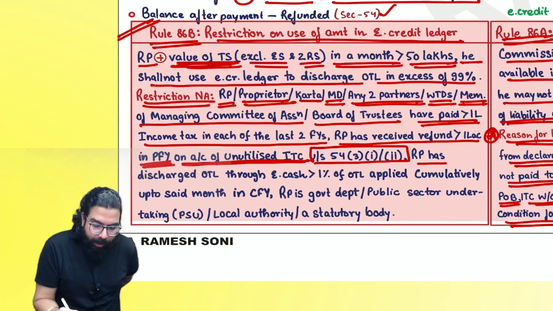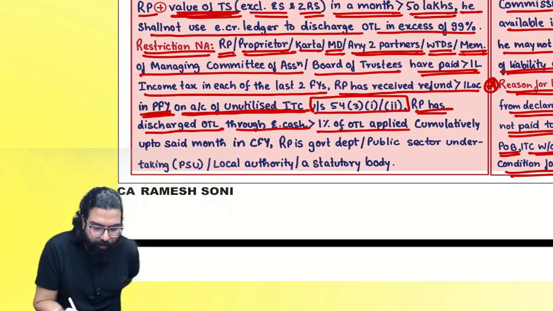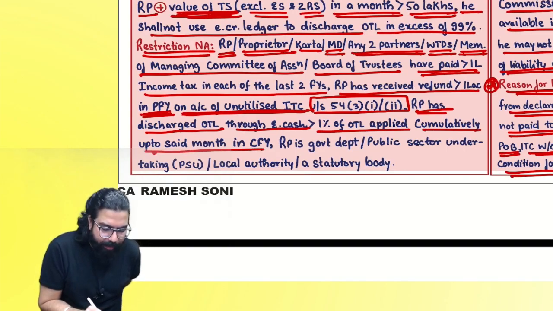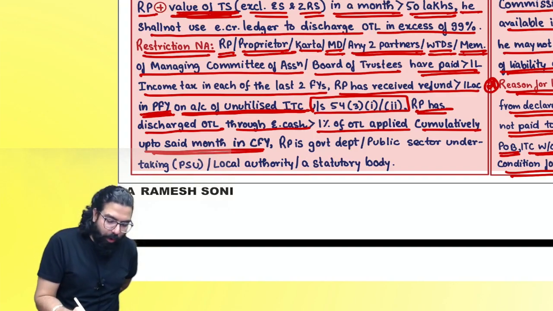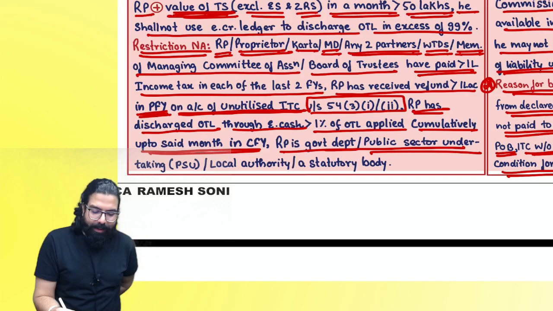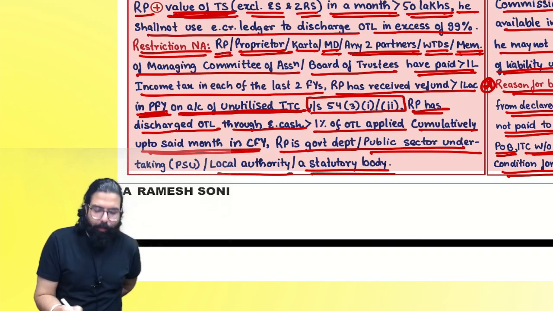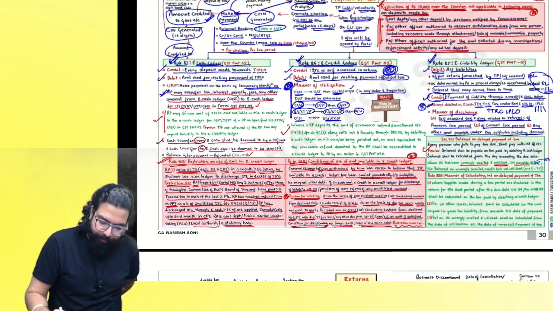They are telling over here, sir, registered person has discharged output tax liability in e-cash ledger greater than 1% of the output tax liability cumulatively up to the said month, then this restriction will not be applicable. And the last one is, government is telling, my people, I will not doubt. Government department, public sector undertaking, local authority or statutory body, this condition is not applicable. Is my point 100% clear? Can we go ahead, everyone?